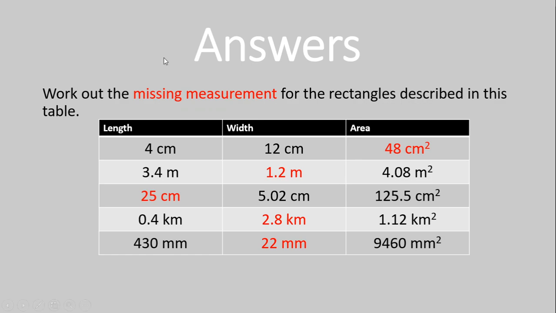Notice with my answers, for area, the first one, I was given the length and width in centimeters. My area is centimeters squared. But for all of the other ones where I'm missing the length or the width, they are not squared units because they are one-dimensional measures, but the units of measure match the values that I was given. So if I was given centimeters or centimeters squared, my answer is in centimeters. If I was given kilometers and kilometers squared, my answer is in kilometers.